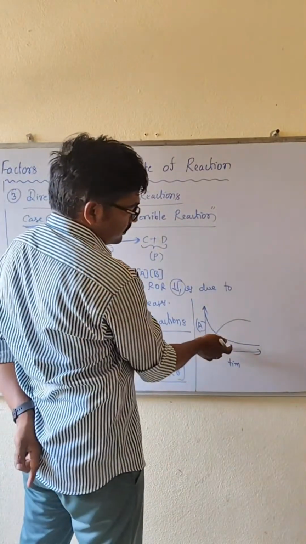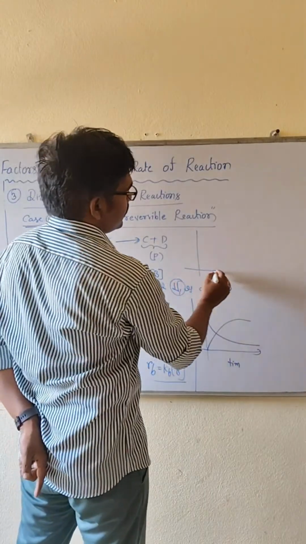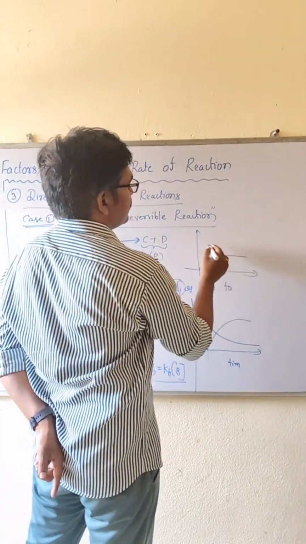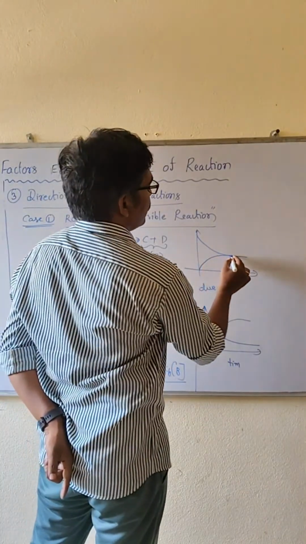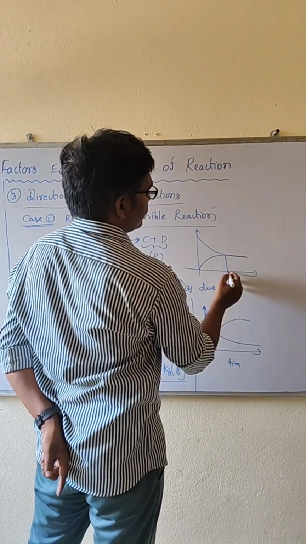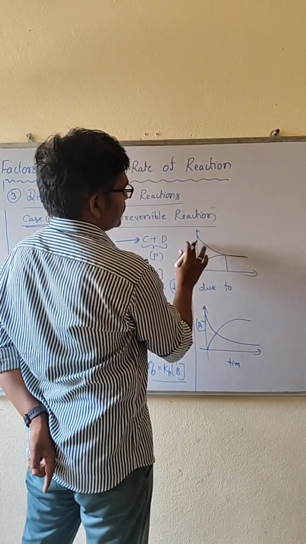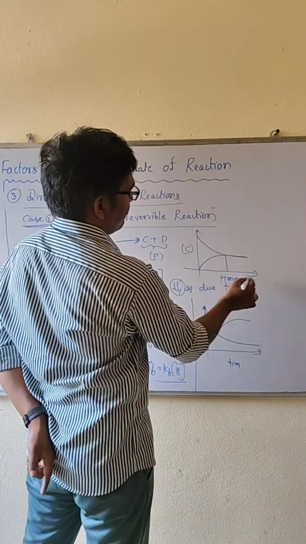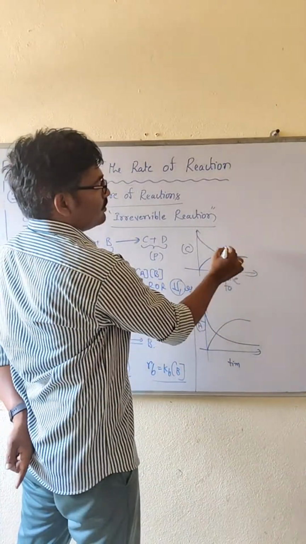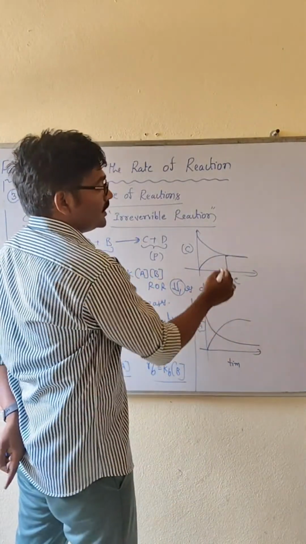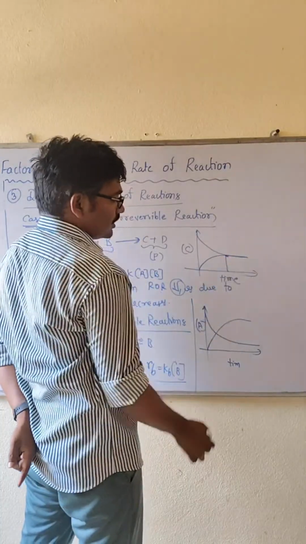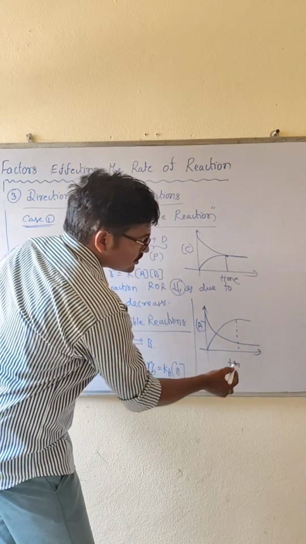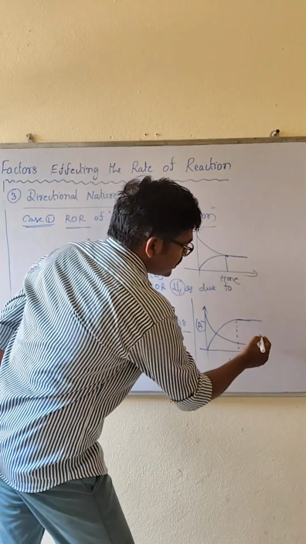So for the same reaction, the concentration may reach a particular time at equilibrium. That is the concentration of both reactants and products with respect to time. So it is at equilibrium. At equilibrium, the concentrations are constant.